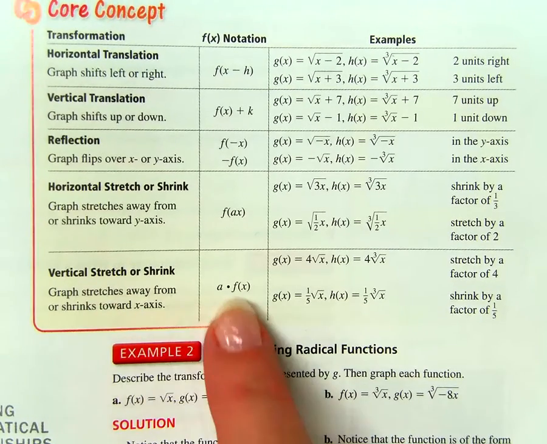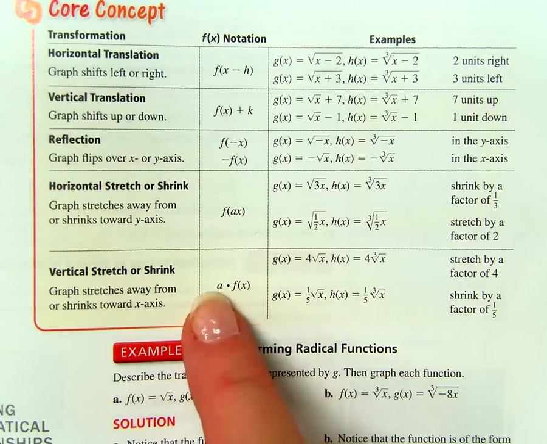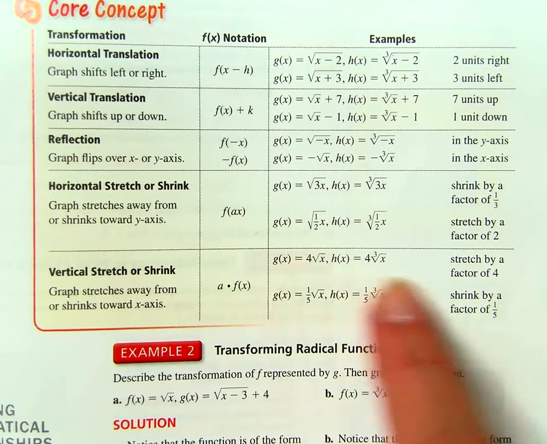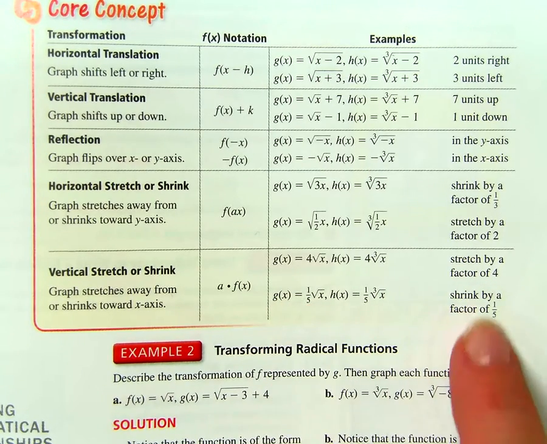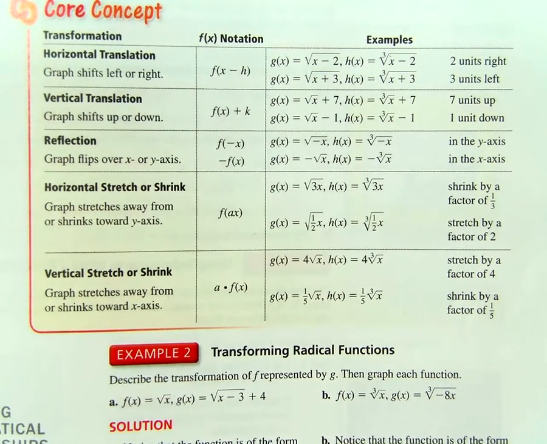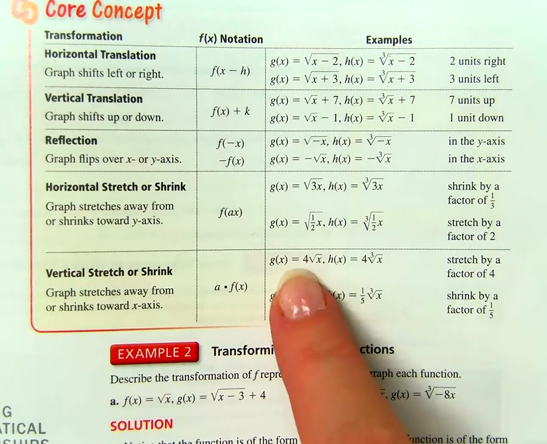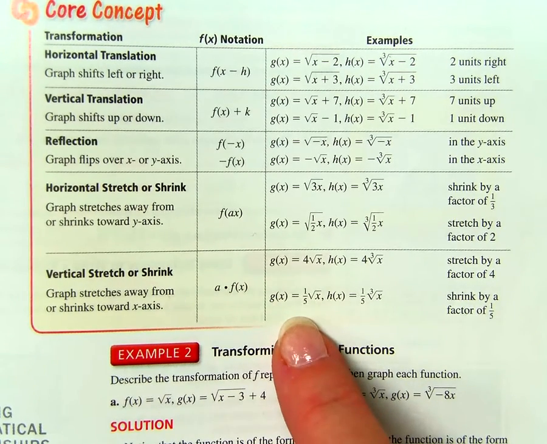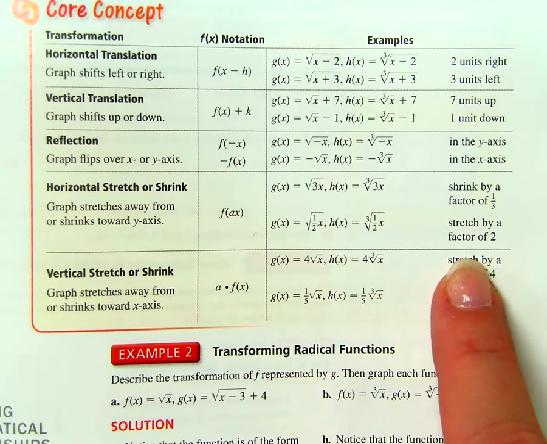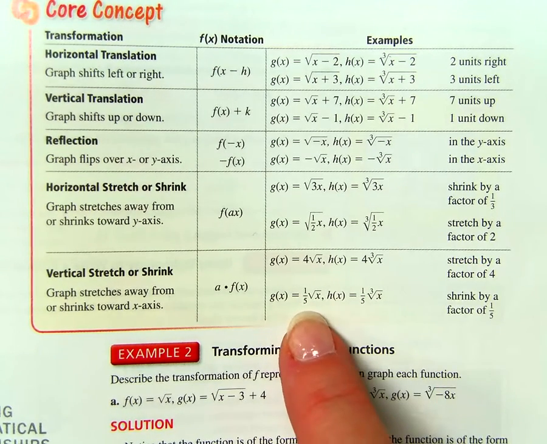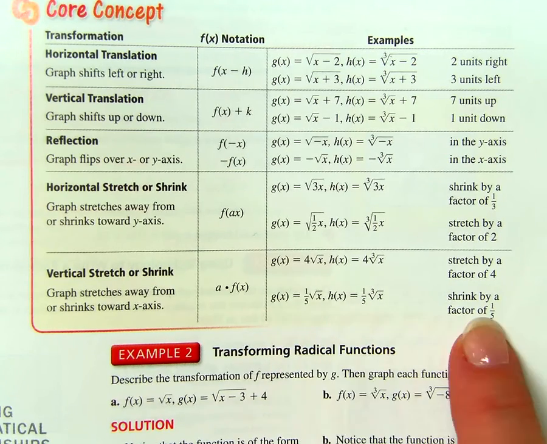So look real quick at the bottom one. Vertical stretch or shrink. This is a multiplier on the outside of the function. If it's a 4, you know that's going to be a stretch by a factor of 4. If it's a 1/5, that's going to be a shrink. Tell me the difference between a stretch or a shrink based on the number here. Well, it has to be bigger than 1. If the number is bigger than 1, it's a stretch. If the number is less than 1 but greater than 0, very good, then it's a shrink.